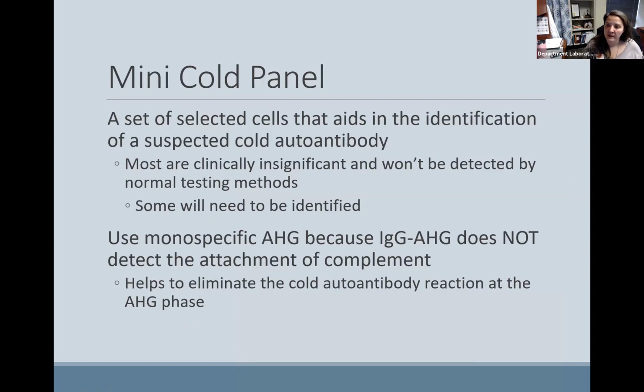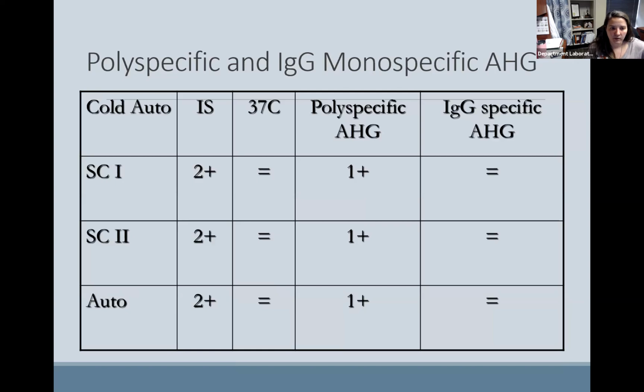All right, so performing a mini cold panel. If you do suspect you have a cold reacting antibody, we could perform a mini cold panel, and that's just mixing patient plasma with a known set of cells, and those known set of cells usually include your screening cells 1 and 2. You'll perform an auto control as well.